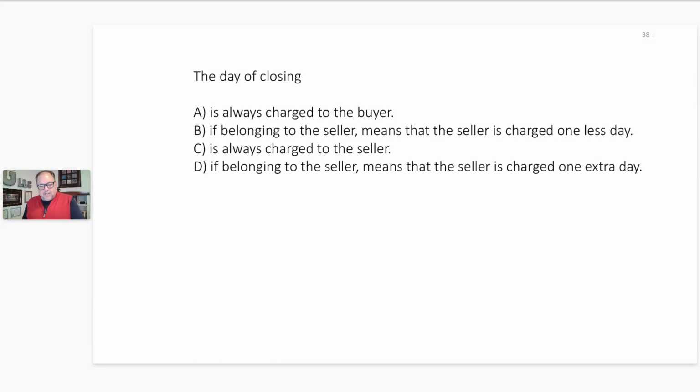So again, this goes back to how you're going to read the question, right? And what you understand about it. You know that proration can be buyer or seller has the day of closing. So it can't belong to either one always. If it does belong to the seller, that means the seller is going to get one extra day. And always take this into account when you're working the problem, when you're working the math problem.